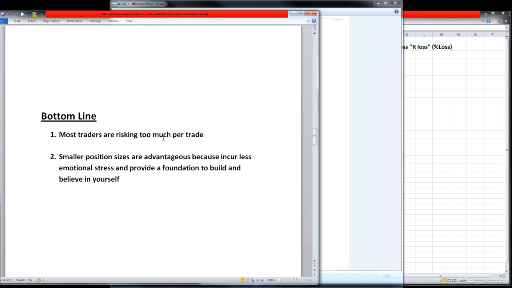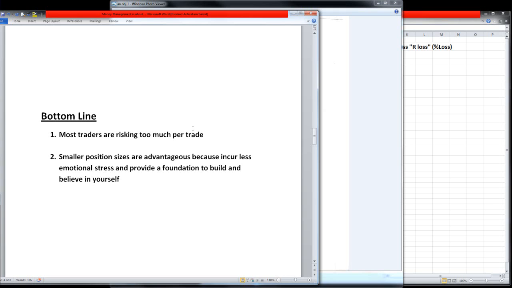And then, smaller position sizes are really advantageous, because as you can imagine, there's less emotional stress, and it provides a foundation to keep on building it and believing in yourself and believing that you can get bigger and bigger. I quite often sit down and imagine myself trading 50 contracts, 100 contracts plus. And when you truly think about the pressure that comes with that, knowing that your family's relying on you to create that income with those big contracts, it almost makes you shake a little bit in your boots.